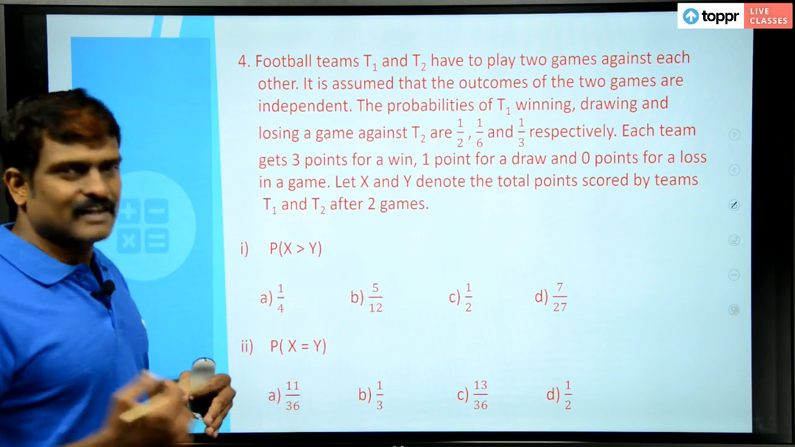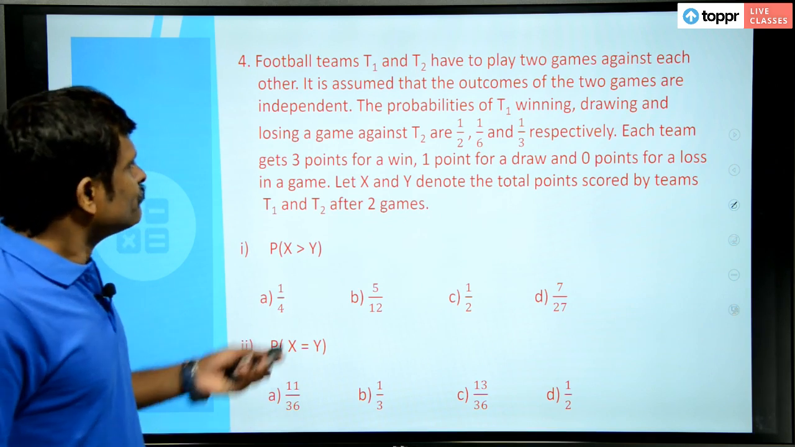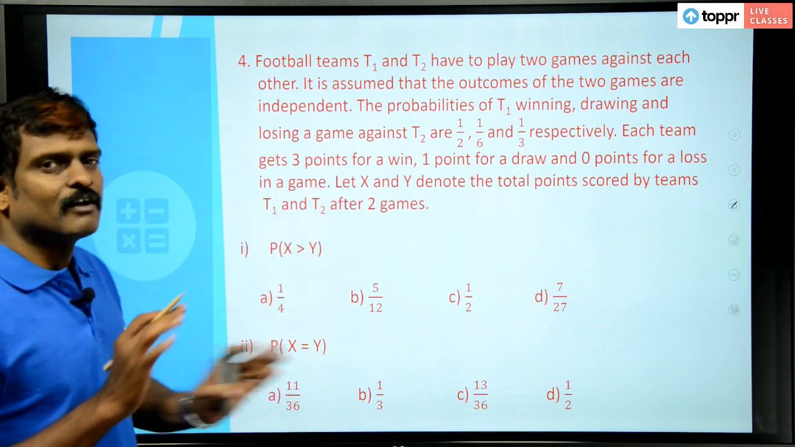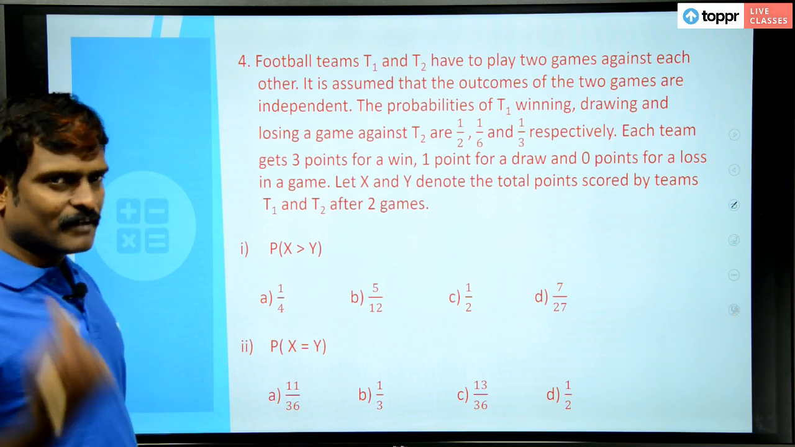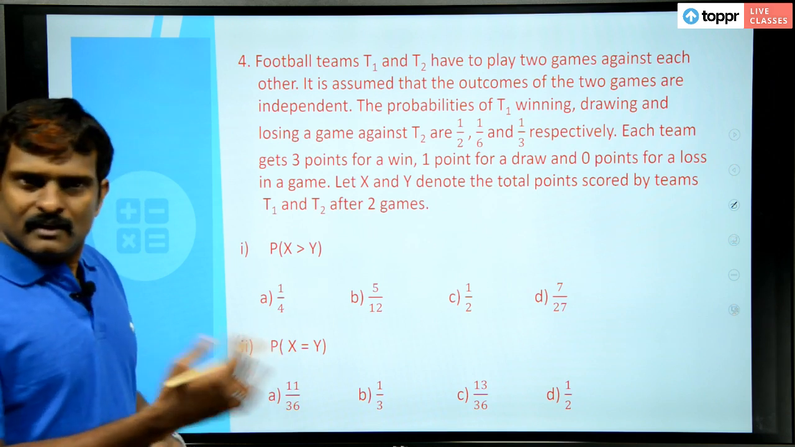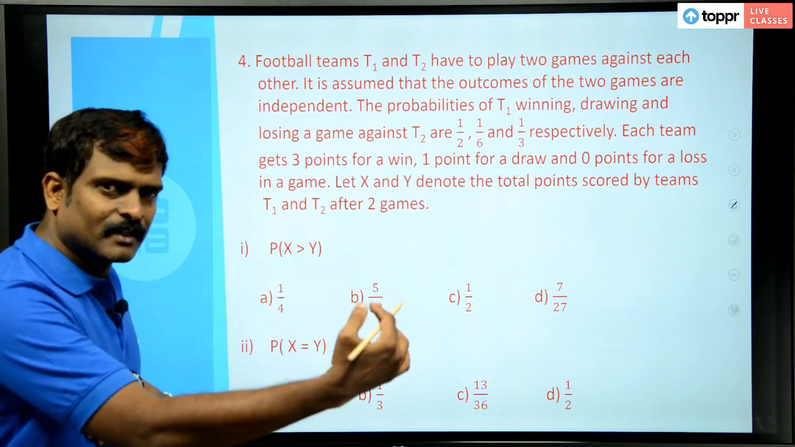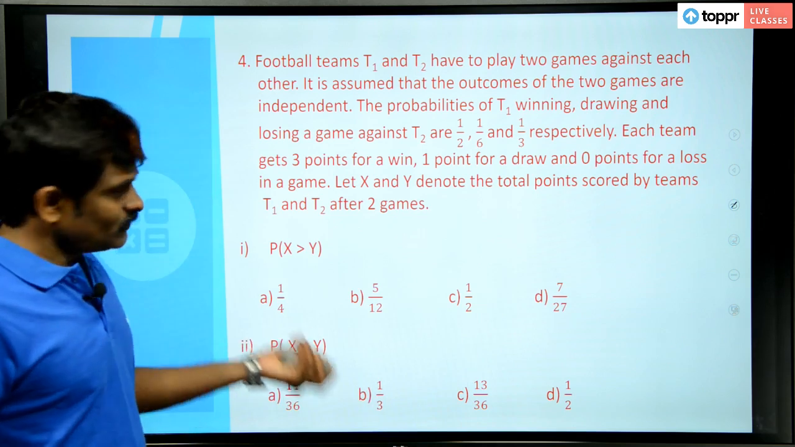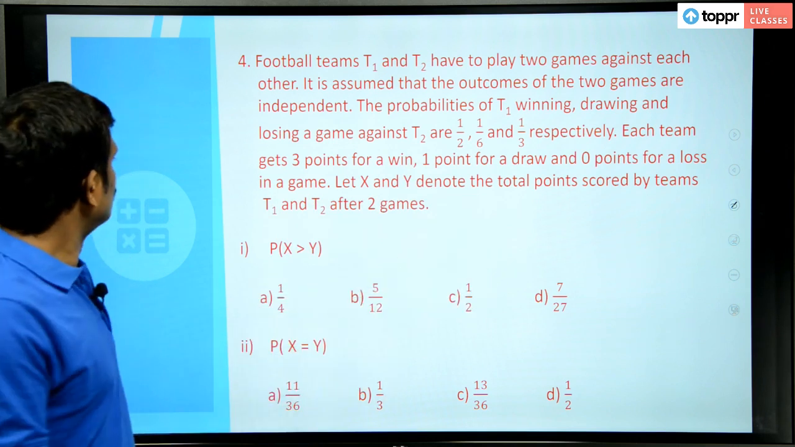So, T1 is, I think, stronger, right, that is the reason they are losing a lesser number of games. This is given to us, that is only of T1 against T2, but it is not related to T2. Each team gets 3 points for a win, 1 point for a draw. If it is drawn, each team gets 1 and 1. If I win I get 3, and if I draw the game with the other team I get 1 and he also gets 1, and losing obviously 0 points, and the other fellow will get 3 in a game.